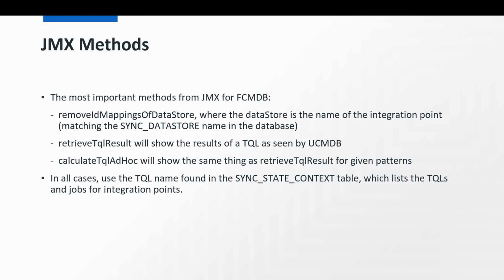Retrieve TQL result will show the results of the TQL as seen by UCMDB. And then calculate TQL ad hoc does the same thing as retrieve TQL result for a given pattern, for a given query. In all cases, use the TQL name that we find in the sync state context table, which lists all of the TQLs and the jobs for the integration points.